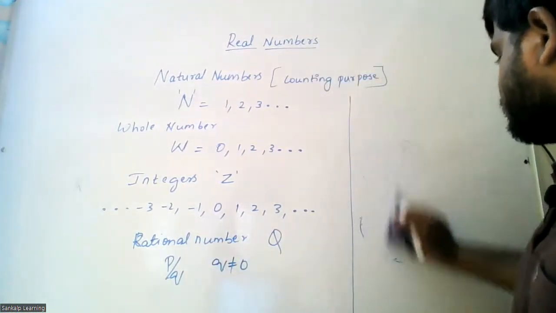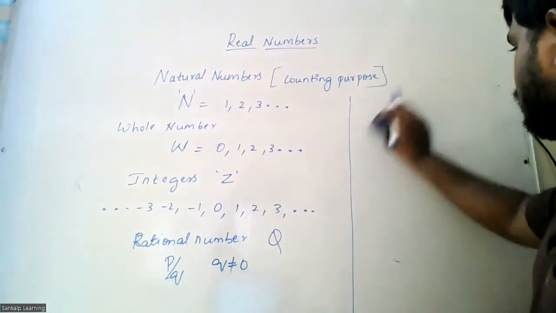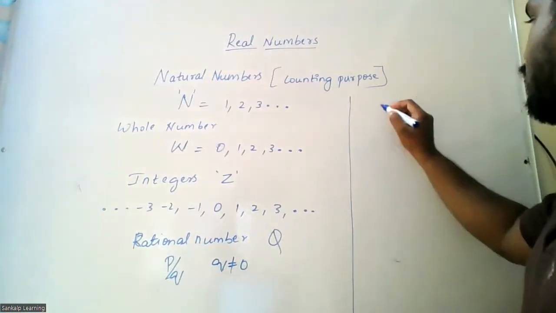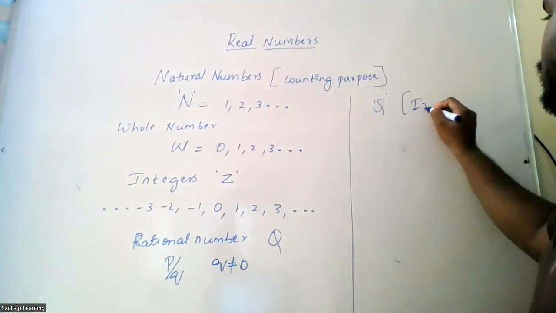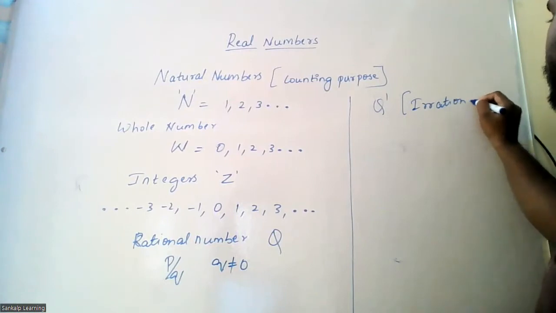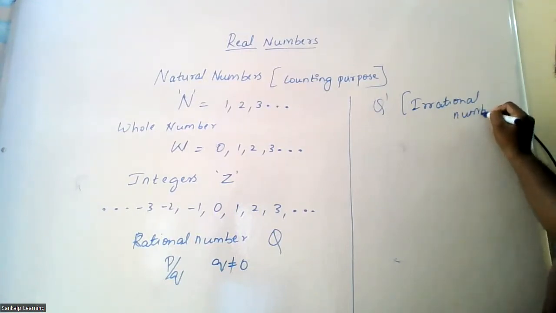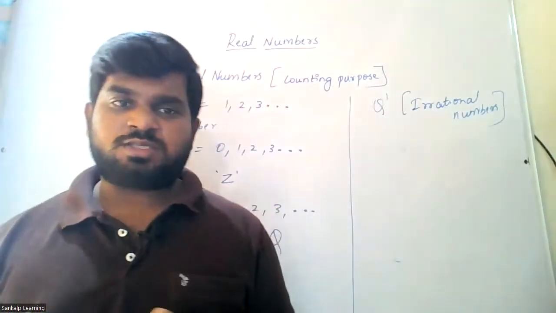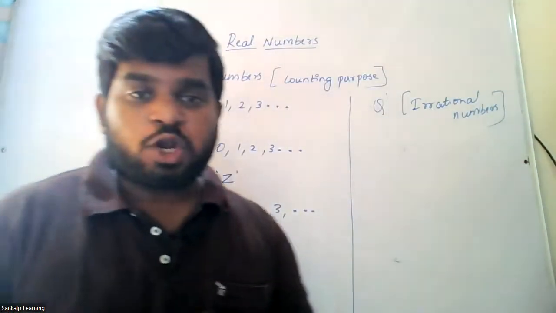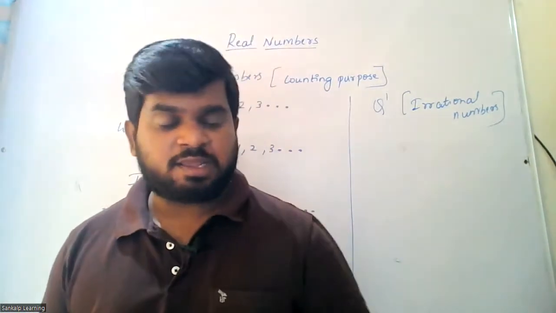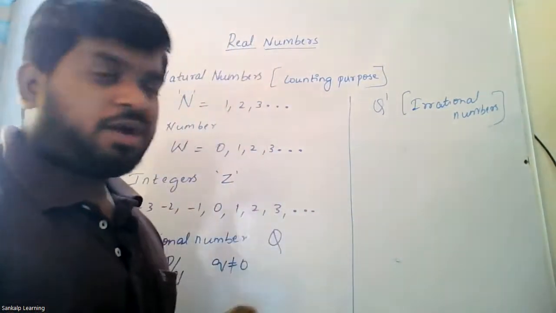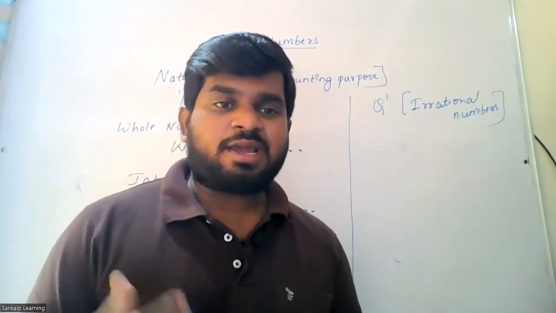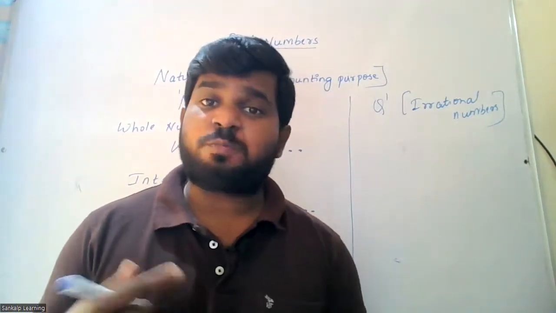Okay. So let's understand that. The numbers which cannot be written in the form of P by Q, that is Q dash, irrational numbers. Irrational numbers, which cannot be written in the form of P by Q, is known as irrational. In other words, non-terminating and non-recurring. Non-terminating means the decimal doesn't stop, it keeps going. Non-recurring is there is no repetition, there is no pattern.